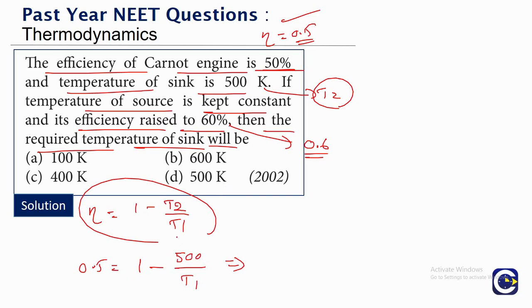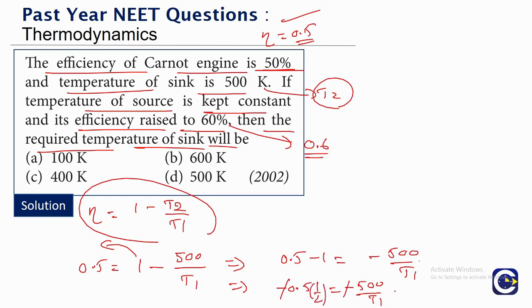So if you look at it, we can rearrange it. Take this 1 to the left side. What is it? 0.5 minus 1 is equal to minus 500 by T1. Means what is this? This is minus 0.5. Minus 0.5 is equal to minus 500 by T1. This is cancelled. 0.5 means what? 1 by 2. If you rearrange, we will get T1 is equal to what? It will be 1000 Kelvin. So the initial source temperature is what? 1000 Kelvin. This we will keep.